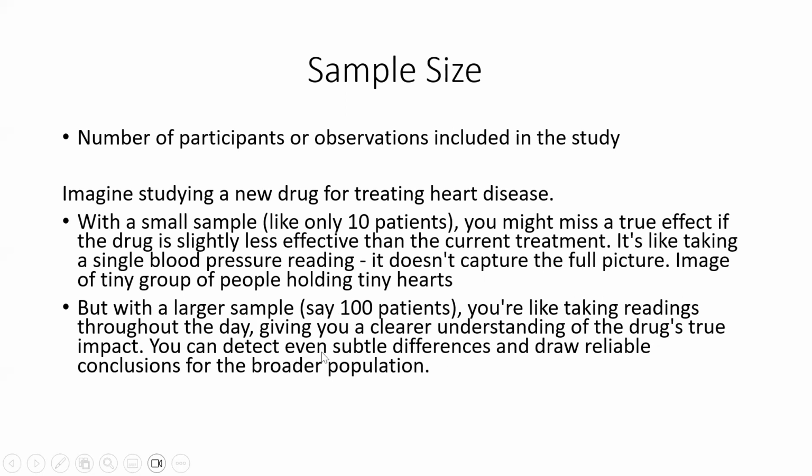You can detect even a subtle difference, and even if the difference between drug and placebo is minor, you can see the true effect through the larger sample size. So whenever the sample size is small, the confounding variable may have an impact on the result. But when the sample size is huge, even if there is a minor difference between the two treatments, your large sample size gives you an accurate result.